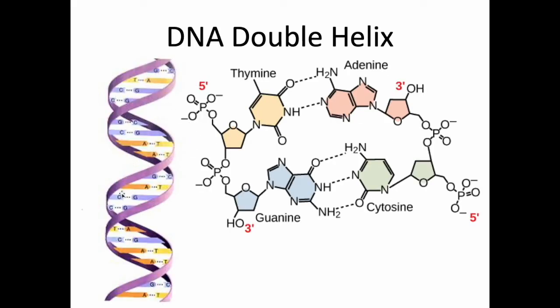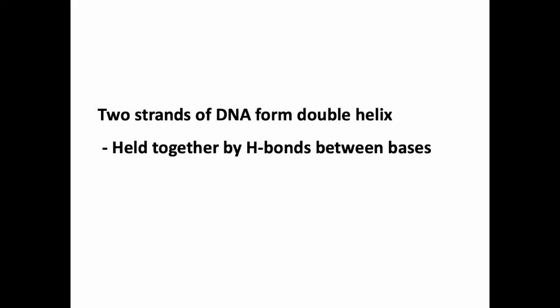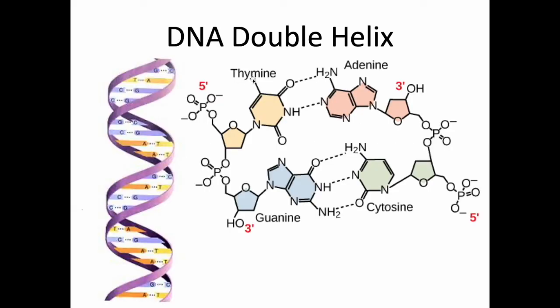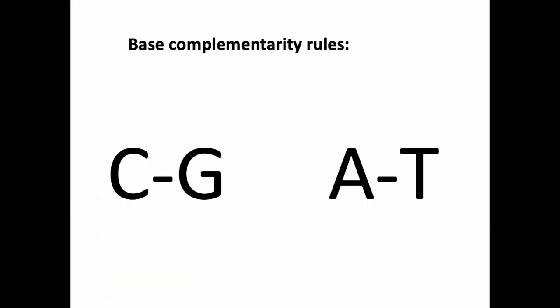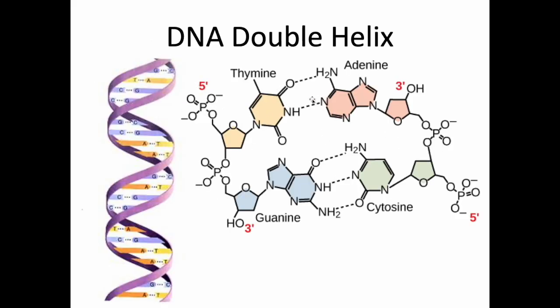The integrity of this double helix is held together by hydrogen bonds between these bases. So 2 strands of DNA form a double helix, held together by H bonds between the bases in a very specific way. Thymine partners up with adenine, guanine partners up with cytosine. If you hadn't drilled this into your brain already in the earlier chapter, here it is again. These are the rules for base complementarity. C pairs with G, A pairs with T. That is how they optimize the strength of their hydrogen bonds.